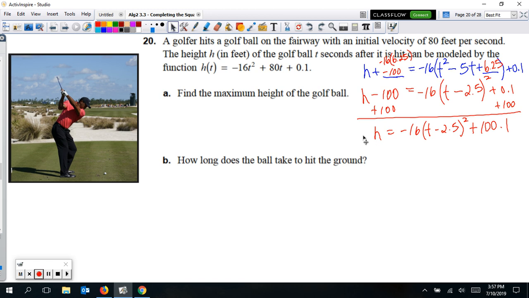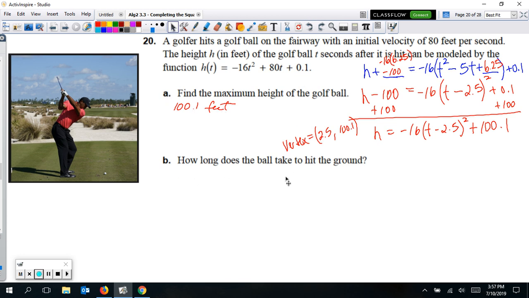So now we can identify our vertex, h comma k, which is 2.5 and 100.1. The maximum height is always the y number of the vertex. So it's 100.1 feet. There's our answer for A.